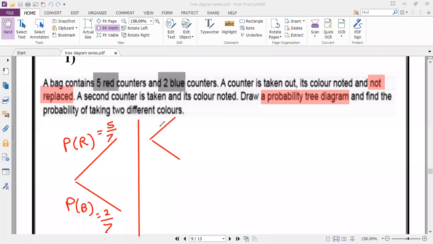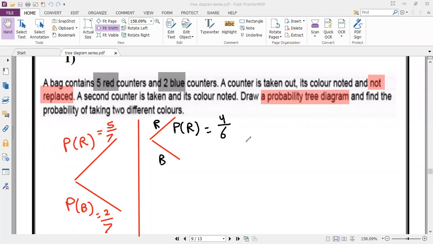We have red. You might get red or you might get blue. What is the probability of getting red for the second time? 4 over 6. Because we took one red from the 5 red counters. So you are left with what? 4 over, don't say 7, 4 over 6.